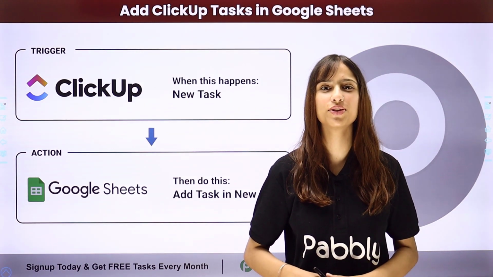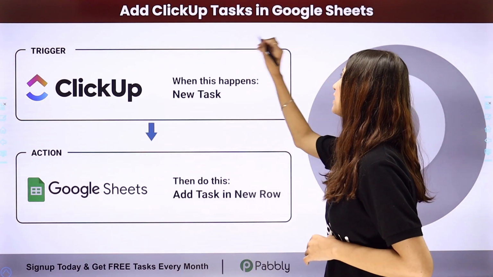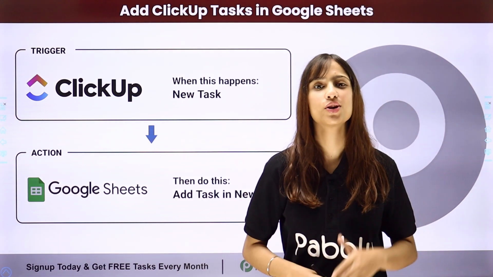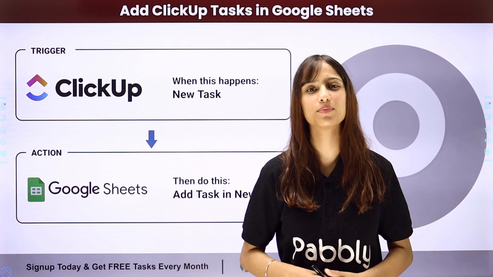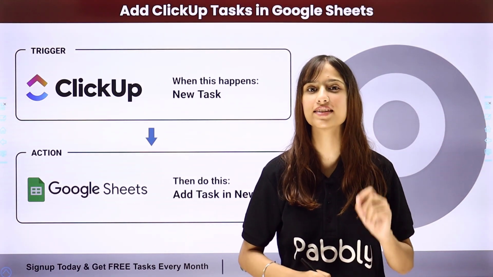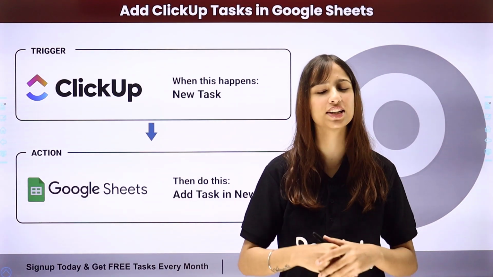So in today's video, we are going to understand how to add ClickUp Task in Google Sheets. So here my objective is that whenever I'm going to create a new task in ClickUp, then automatically I want to add the same task in a Google Sheet in a new row.